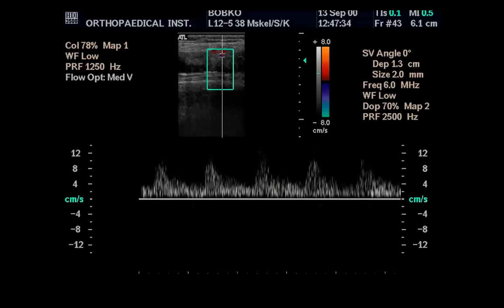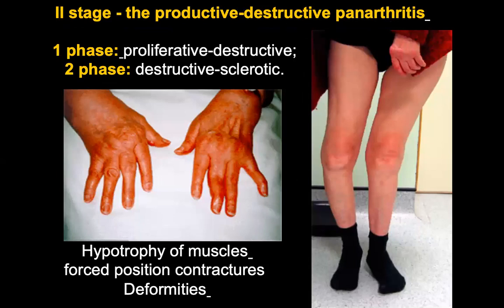On the ultrasound investigation, you could also see an increase in the synovial membrane. The second stage of proliferative destructive arthritis has two phases: the first is proliferative destructive, the second is destructive sclerotic. When a patient suffers from rheumatoid arthritis, he is not allowed to walk in normal volume as he used to.